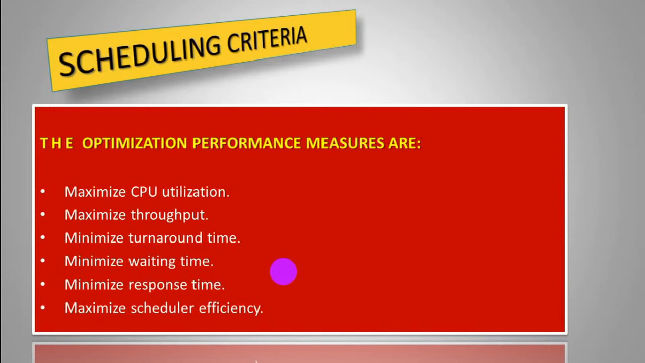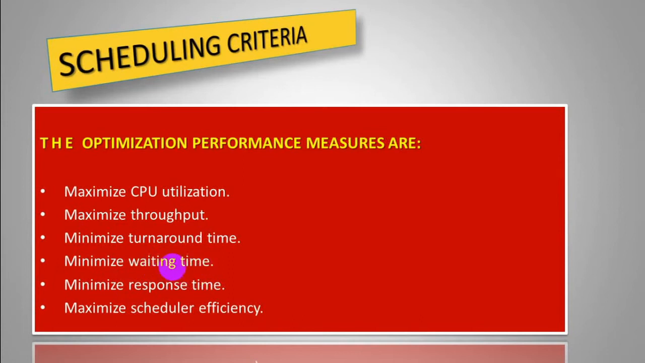Turnaround time. From the point of view of a particular process, the important criterion is how long it takes to execute that process. The interval from the time of submission of a process to the time of completion is the turnaround time. Turnaround time is the sum of the periods spent waiting to get into memory, waiting in the ready queue, executing on the CPU, and doing I/O. Waiting time. The CPU scheduling algorithm does not affect the amount of time during which a process executes or does I/O. It affects only the amount of time that a process spends waiting in the ready queue. Waiting time is the sum of periods spent waiting in the ready queue.